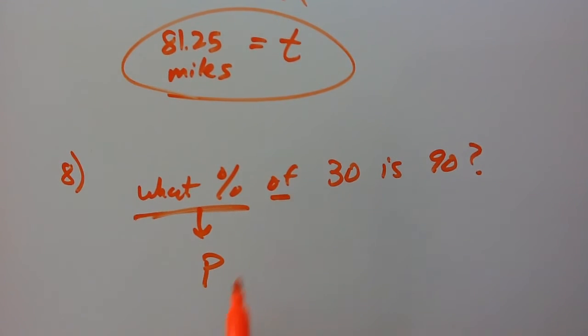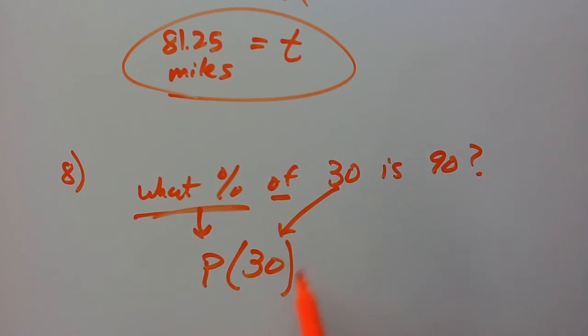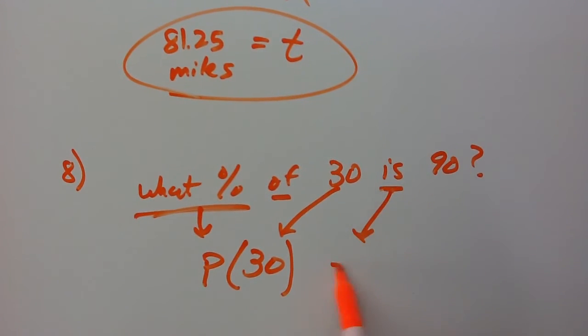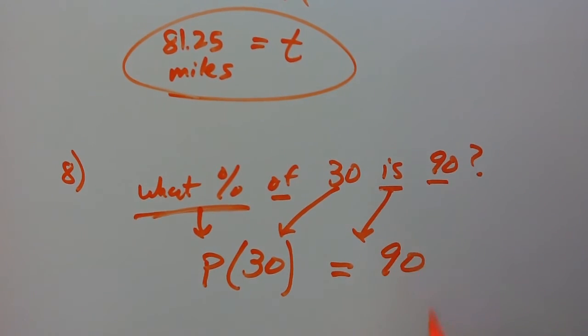Here's of. What does of mean in math? It means multiply, right? So we're going to multiply. I'm going to go ahead and put parentheses to signify multiplication. P, what percent of 30, right? So P times 30. Here's is. What do I write for is? That's the equal sign, right? After the equal sign, I have 90. Okay, now this is P times 30, right? Because you have a variable right next to a number.